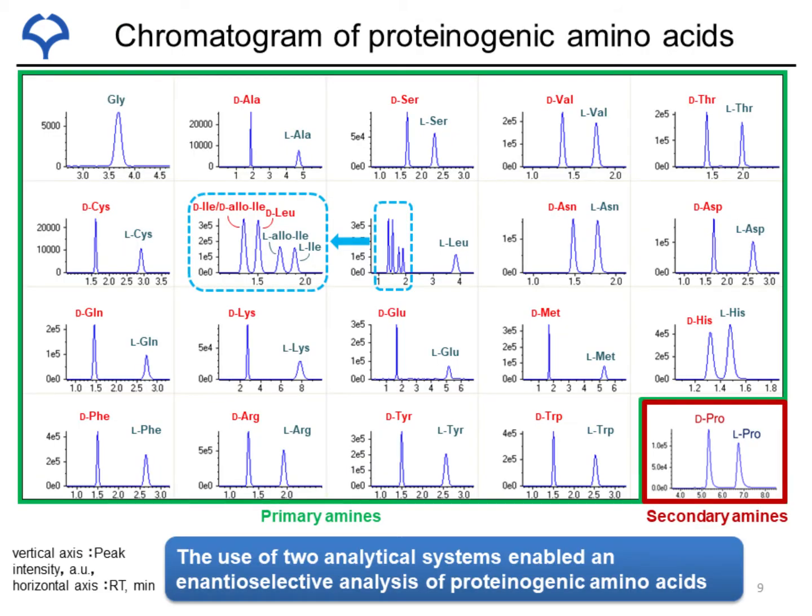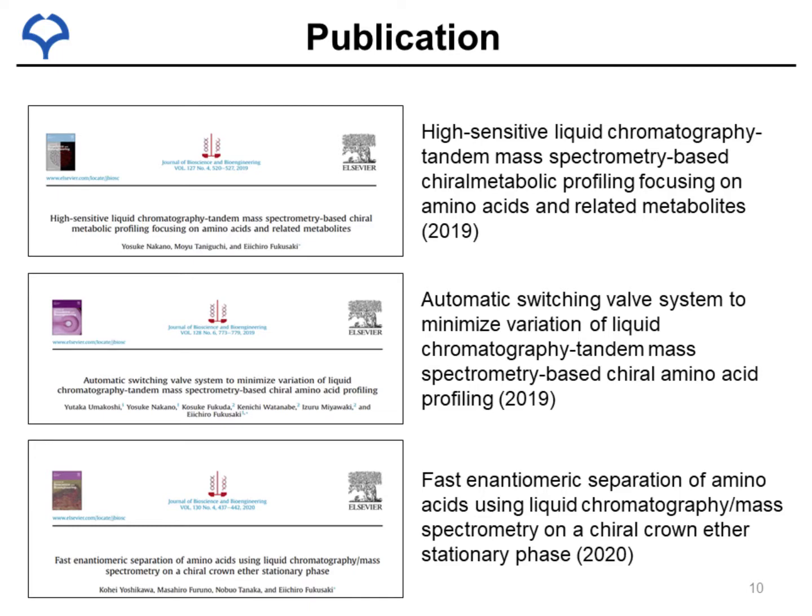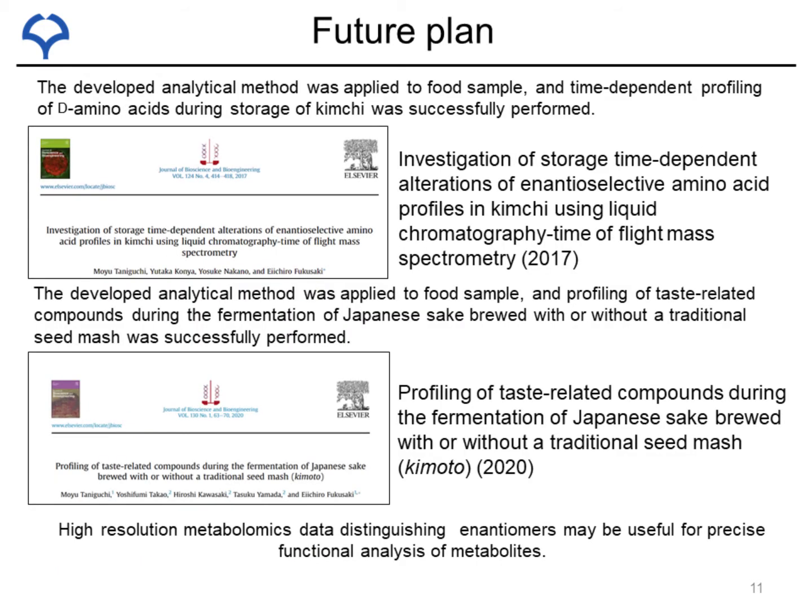Here are the results of the method. The use of two analytical systems enabled an enantioselective analysis of proteogenic amino acids. As shown here, some papers about this analysis method have been published by the Fukusaki lab. We believe that high-resolution metabolomics data distinguishing enantiomers could contribute to the precise functional analysis of metabolites.